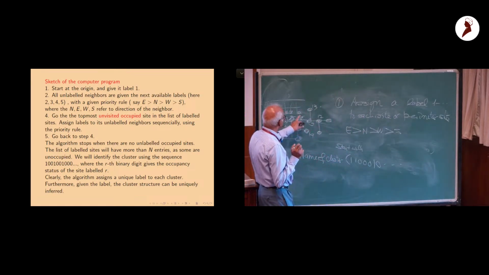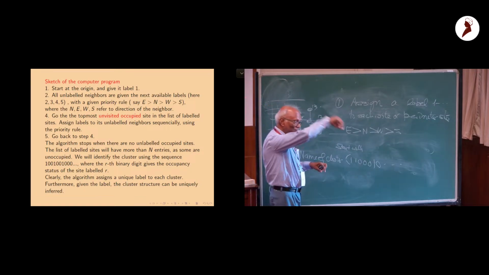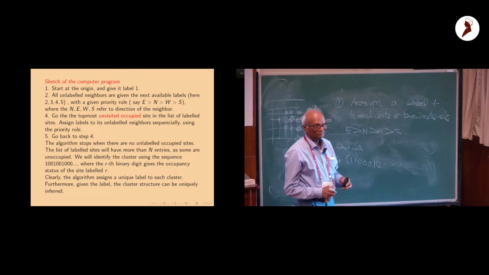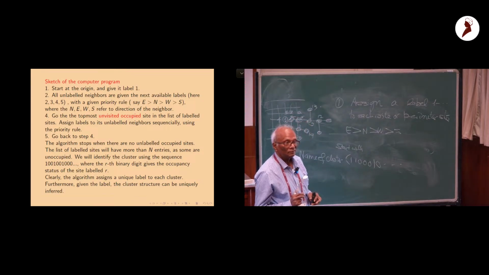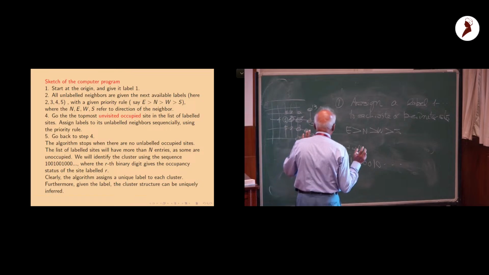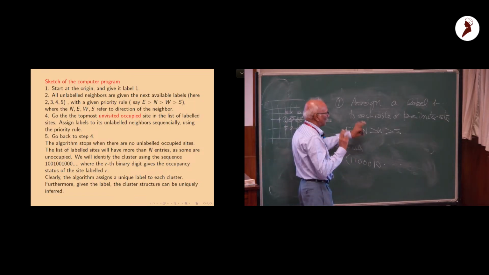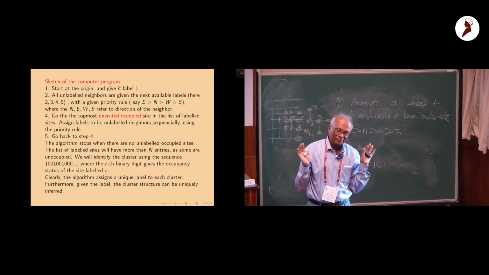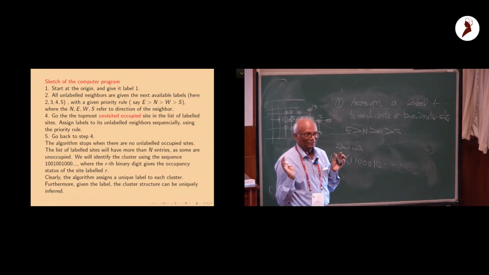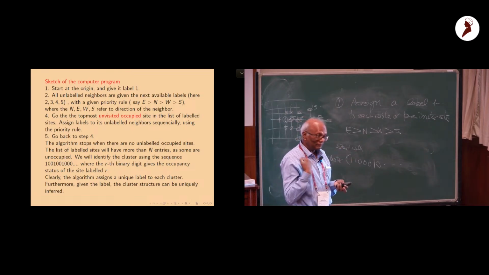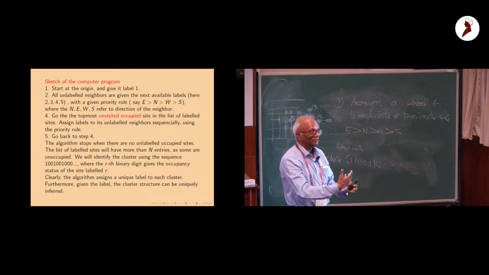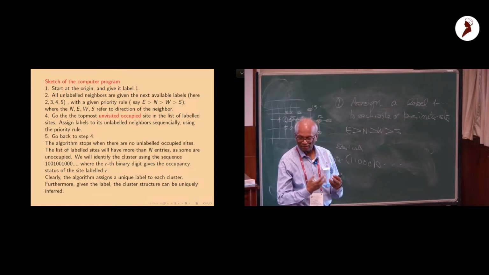After 9, I will go to 10 and check that it is unoccupied, then go to 11. Yeah, right. So this is the way I will do it. This is the rule. You can take some other rule. It doesn't matter, but it should be a unique rule which assigns a unique name to each cluster. And given that name, you should be able to determine the cluster uniquely. One-to-one assignment of names and clusters.